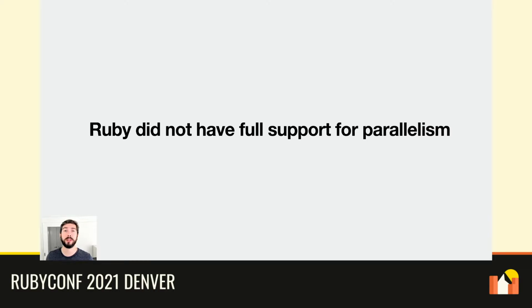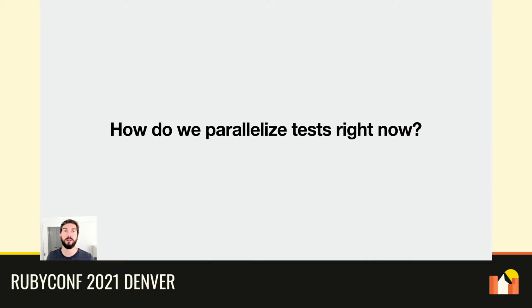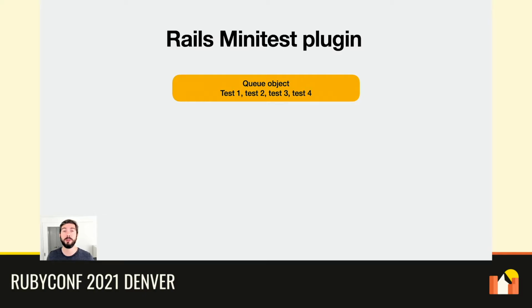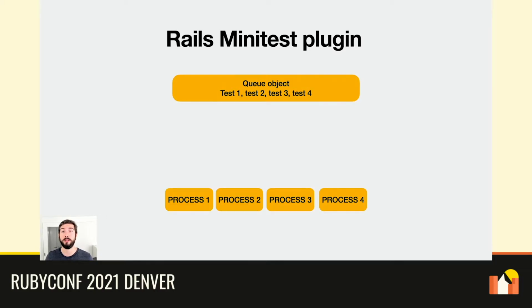But originally, Ruby did not have support for taking advantage of all of these different CPUs in our computers. So how do we currently parallelize test execution? For example, Rails ships with a mini-test plugin that can parallelize the tests for our applications, and there are many other plugins for all sorts of test frameworks that can do the same. In the case of Rails, it actually implements strategy number 2 by using a queue object that has all of the different test examples defined by our application.